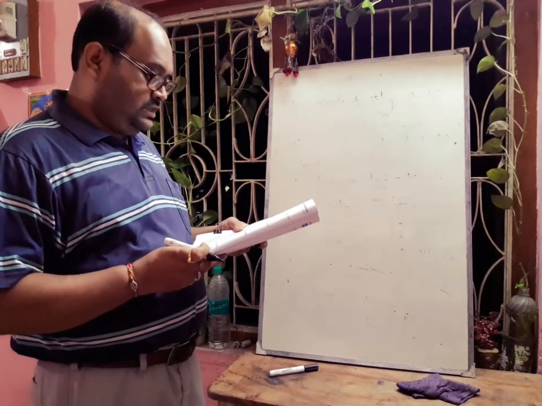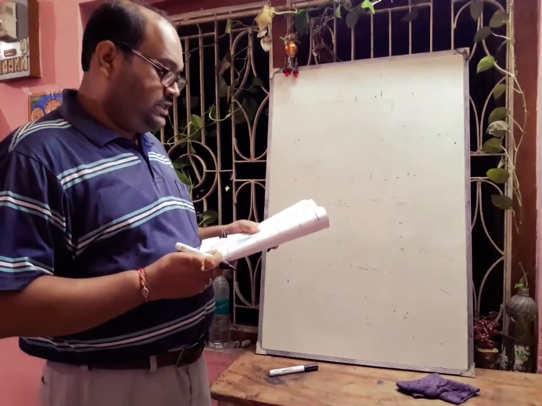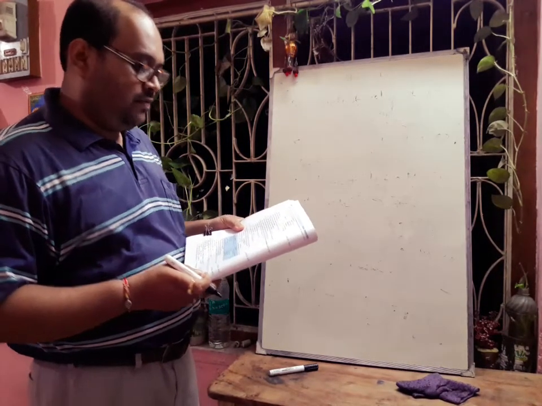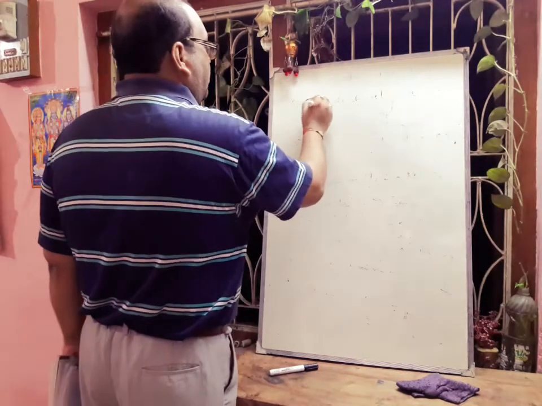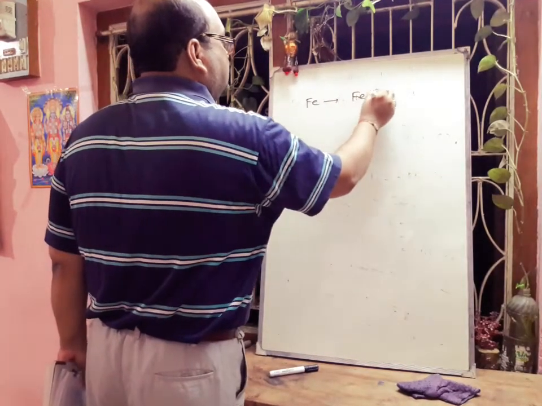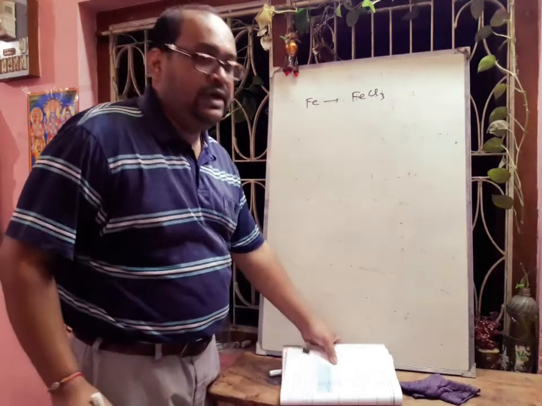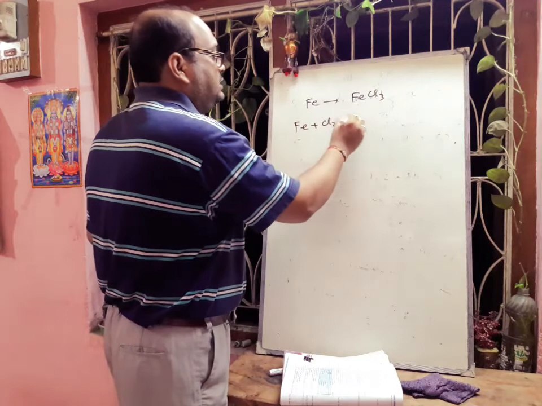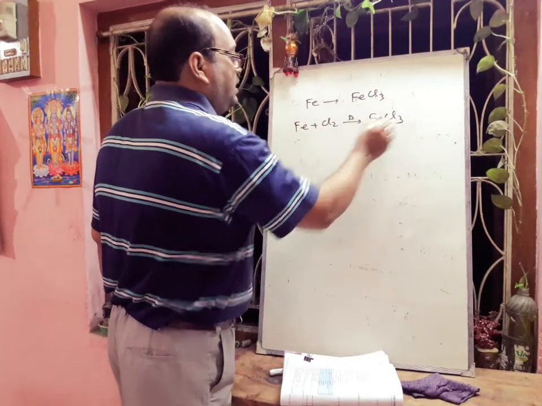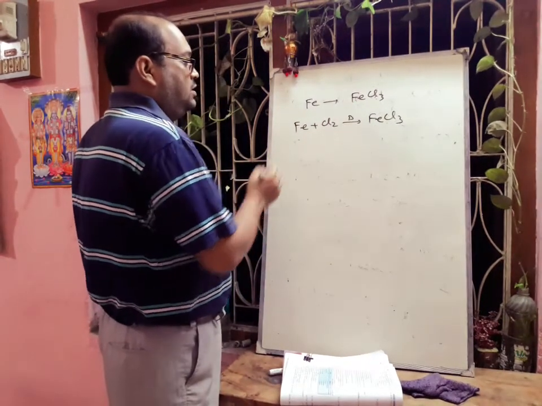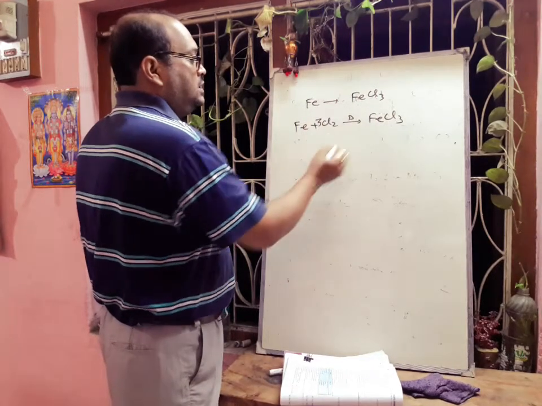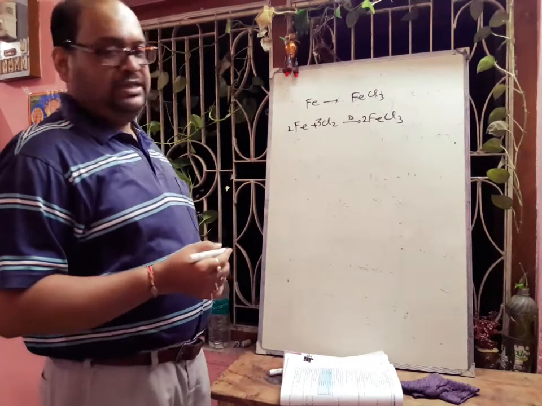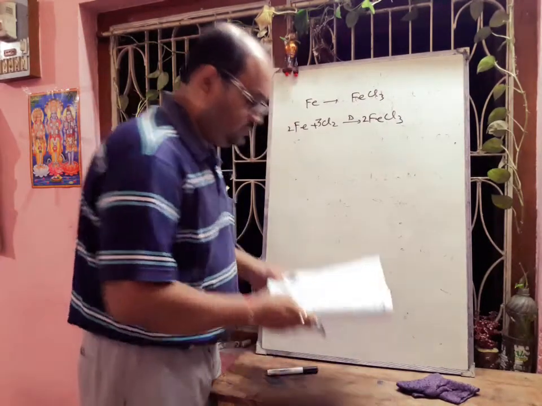Next, I will discuss one question: give a balanced chemical equation for the following conversion. Here it is given that from iron you have to prepare FeCl3. You know this is a direct combination method. If you take iron plus chlorine and apply heat, definitely there will be formation of ferric chloride. Now you have to balance this equation: 2Fe plus 3Cl2 gives 2FeCl3.